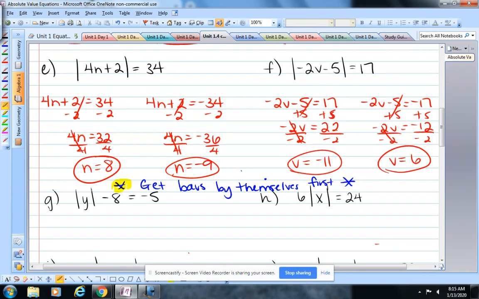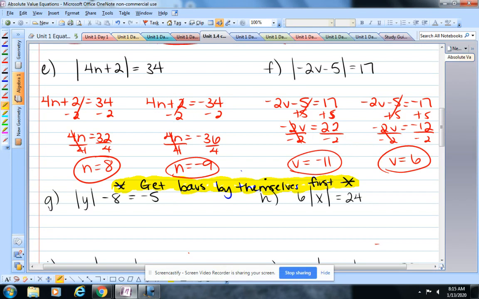Do not split up and separate or do anything until you get your bars by themselves. Okay? Get the absolute value bars by themselves first. So on example G here, I want to get everything away from them bars. Okay? I want to get everything away from those absolute value bars. So that means I need to get rid of this minus 8.